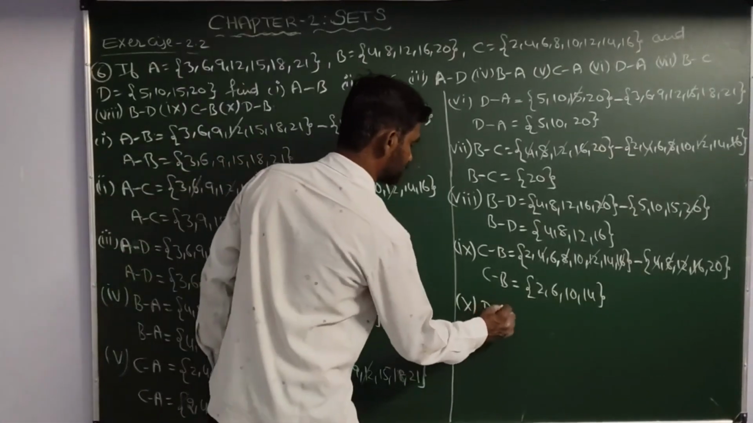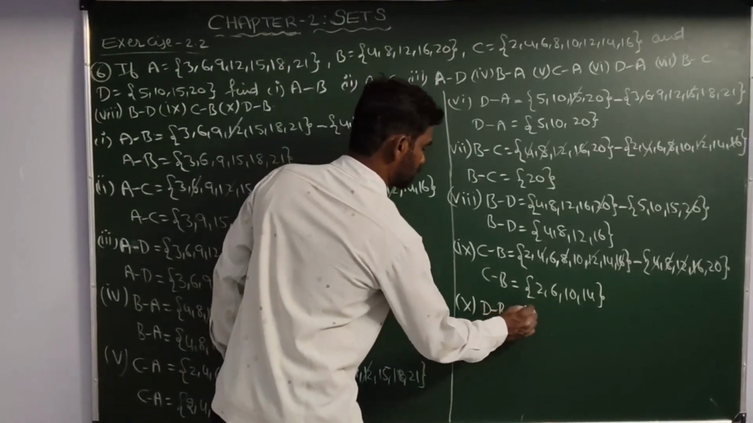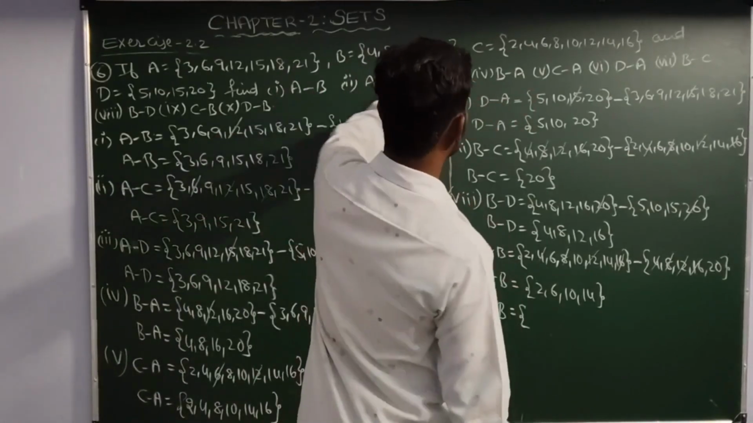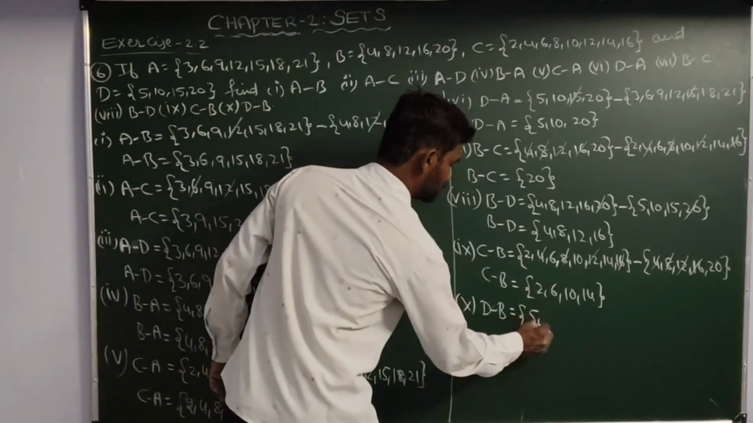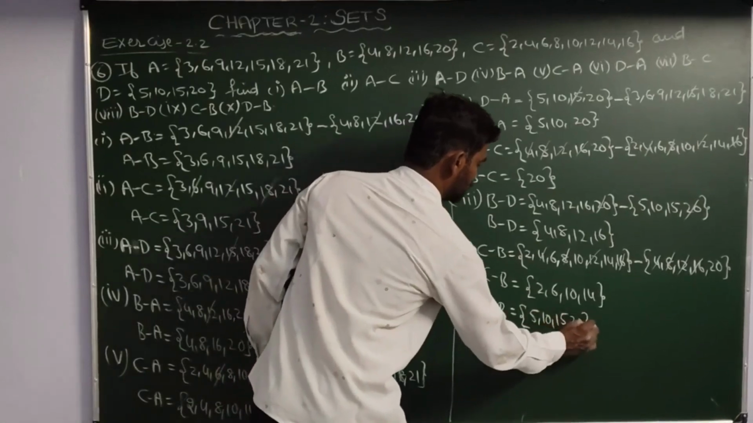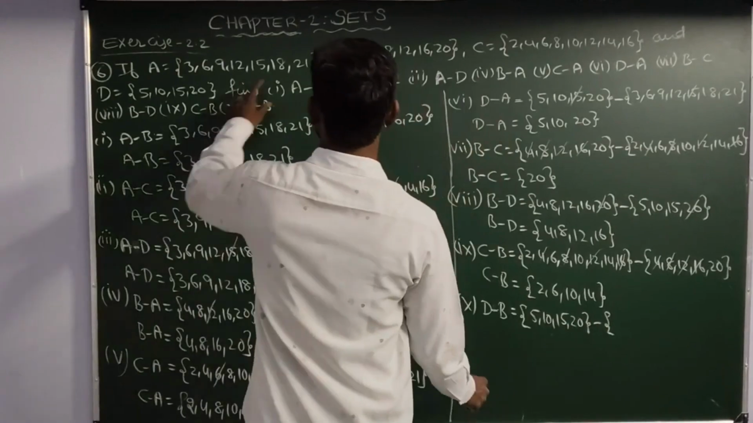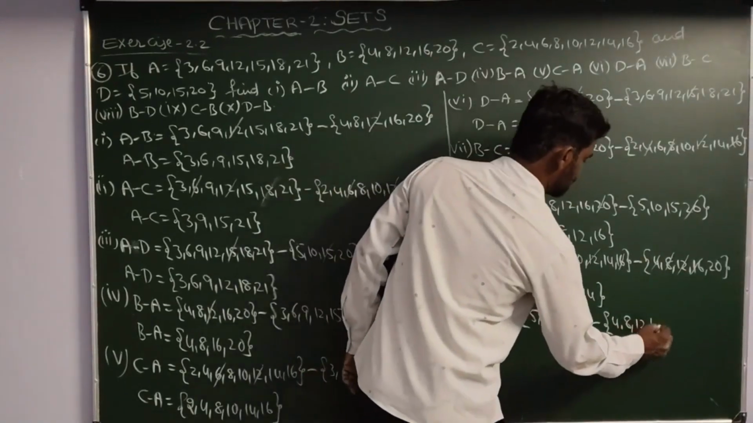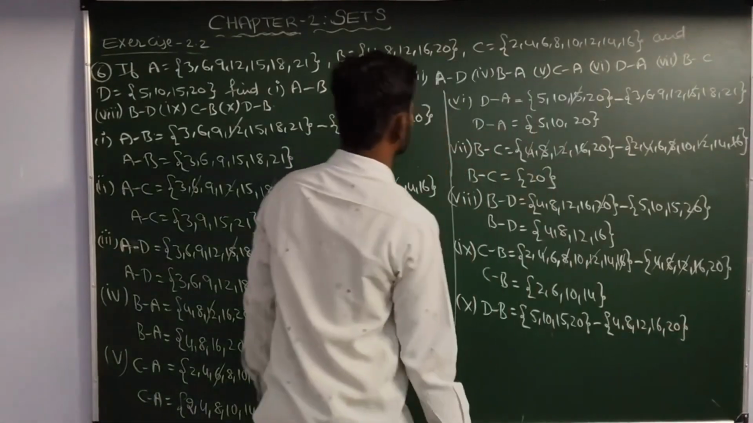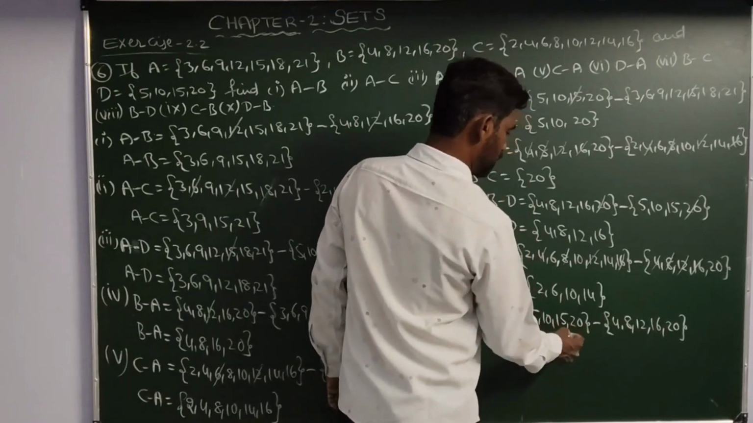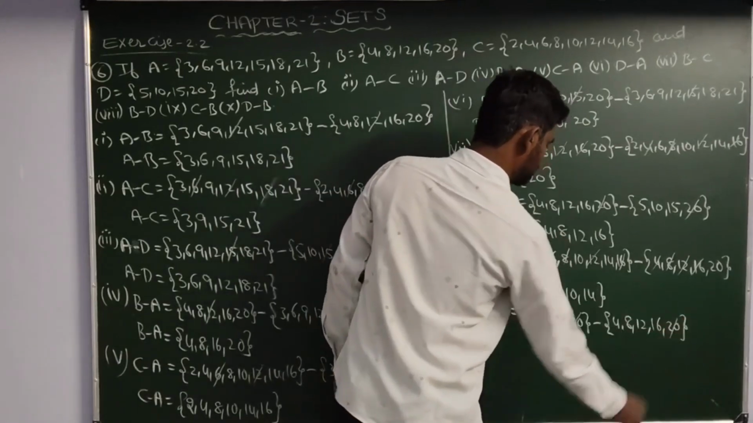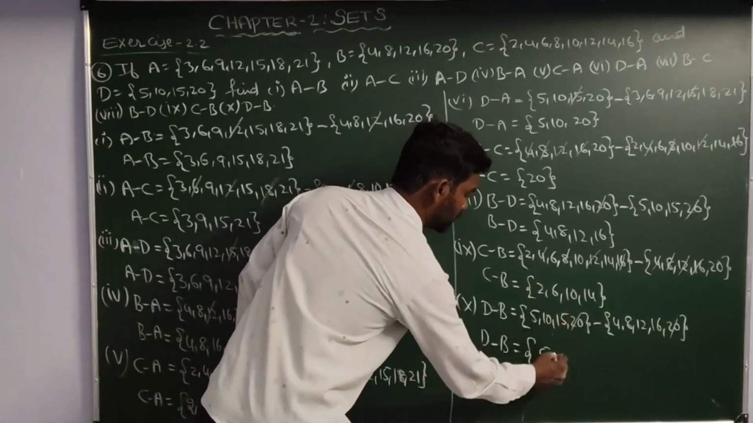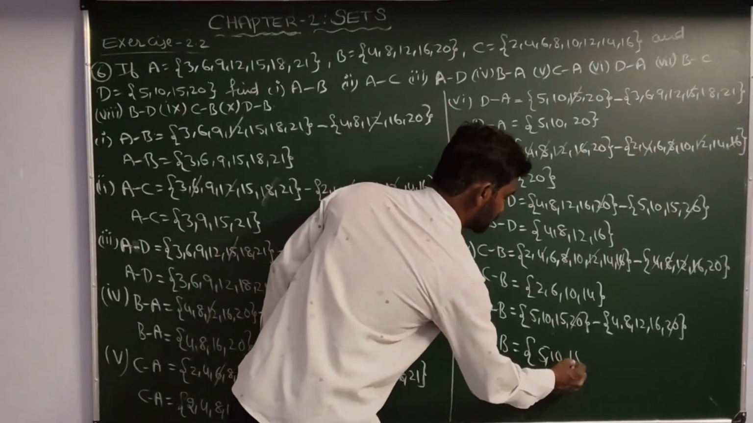D minus B. So D minus B is equal to D elements. What are the D elements? 5, 10, 15, 20 minus B elements. B elements are 4, 8, 12, 16, 20. So here the only common element is 20. Therefore, D minus B is equal to the remaining elements in the first set, 5, 10, 15. So this is your answer.